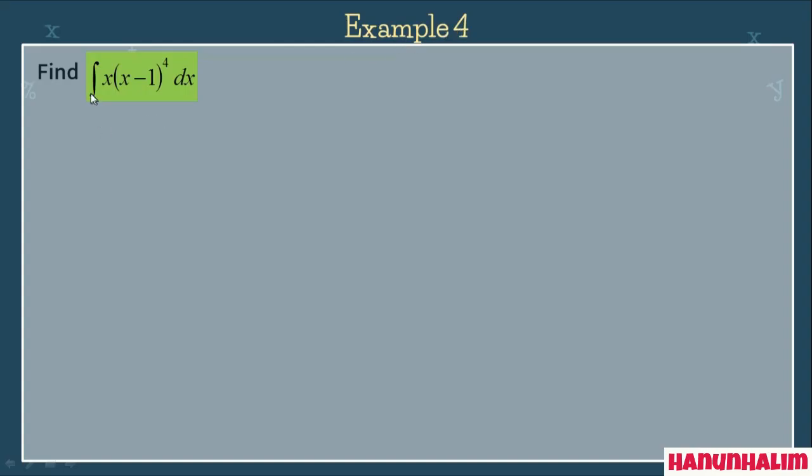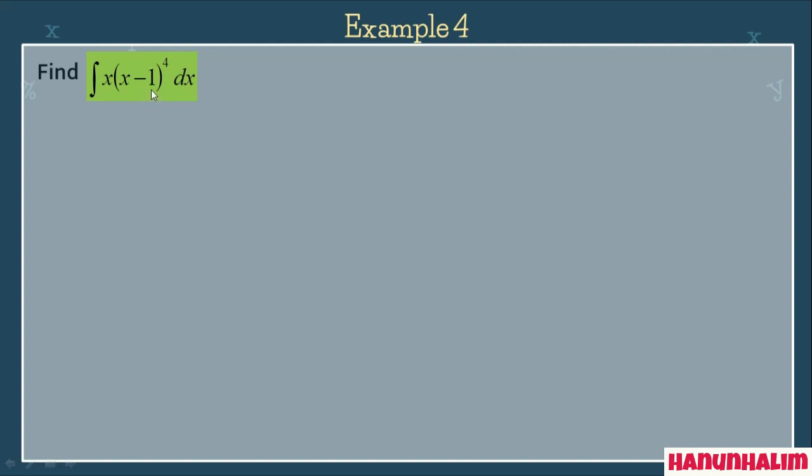Example 4, we want to integrate x in bracket x minus 1 to the power 4 dx. Bila pattern macam ni, okay, x darab dengan bracket, boleh tak kita integrate terus guna formula? Tak boleh kan, sebab dia ada x darab dengan bracket. Okay, so bila tak boleh terus guna formula, kita akan try guna teknik of integration. Bila teknik of integration, dia ada dua, substitution dengan by part.